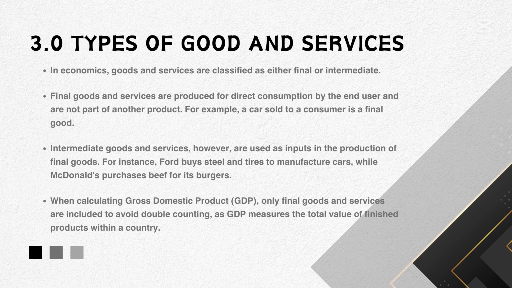Number two is avoiding double counting. When calculating GDP, only final goods are included to avoid double counting. For example, if we include both the steel and the finished car, it would inflate the GDP artificially. For example, think of McDonald's purchasing beef as an intermediate good to make burgers, while the finished burgers sold to our customers are the final good.